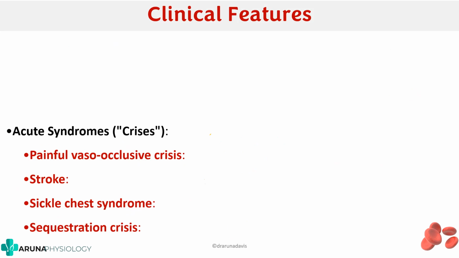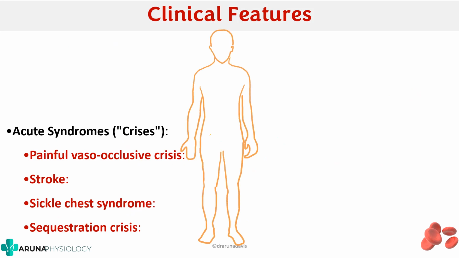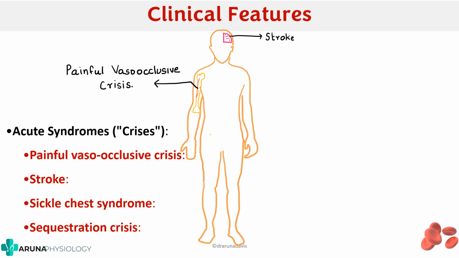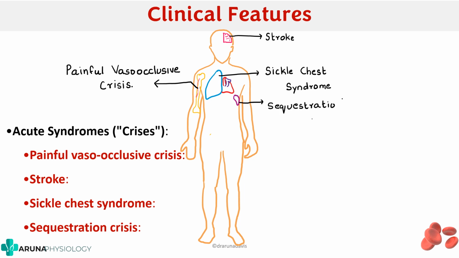So thus, if I am going to diagrammatically represent the clinical features, you can draw a diagram like this, and you can have painful occlusive crisis whenever the supply to the bones is affected. You can have features like stroke if the cerebral arteries are affected. You can have sickle chest syndrome or acute chest syndrome due to the occlusion of venous outflow. And you can have splenic sequestration, also called sequestration crisis.